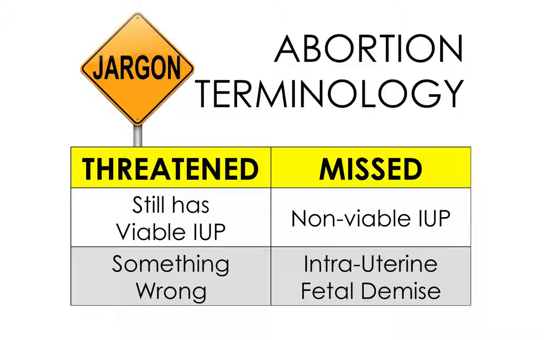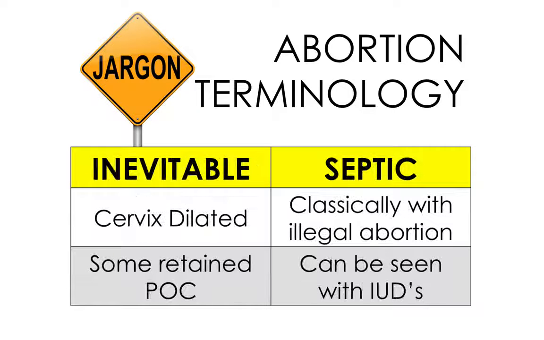Missed abortion is when a non-viable intrauterine pregnancy is seen by ultrasound, and the products of conception are still within the uterus. An inevitable abortion is when the cervix is dilated and there are some products of conception within the uterus. Septic abortion is classically seen with illegal abortion, but can be rarely seen with intrauterine devices. The patient also has evidence of infection, including fever, purulent discharge, abdominal pain, and a leukocytosis.